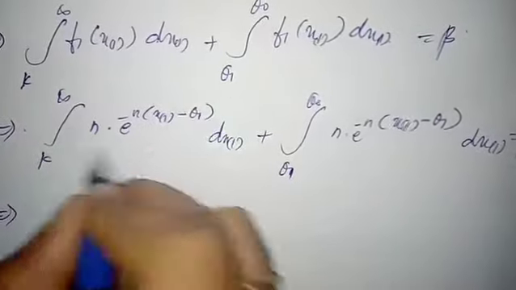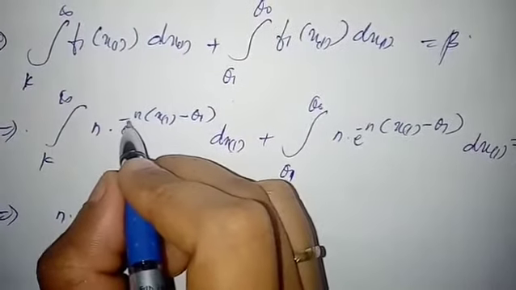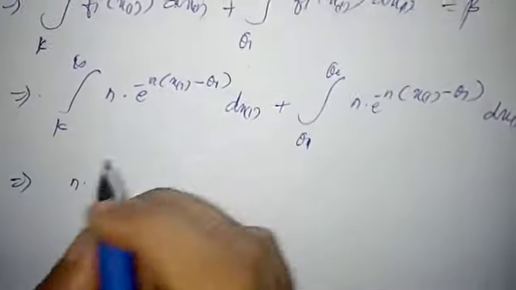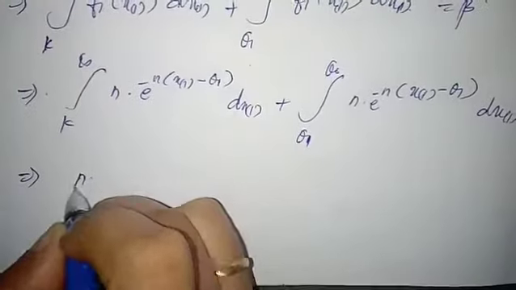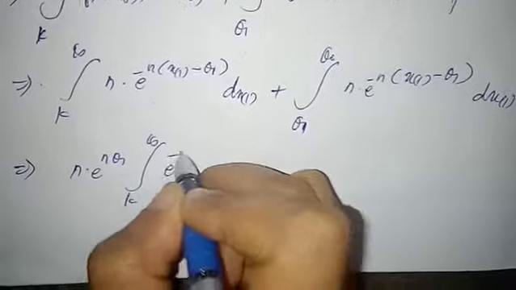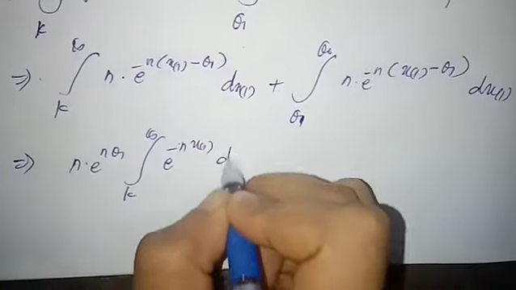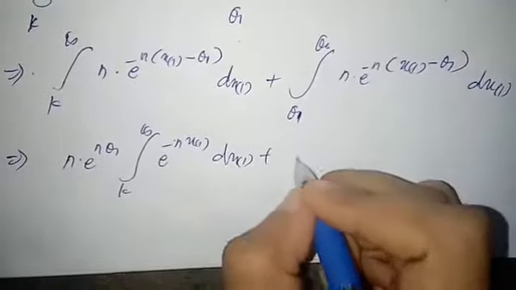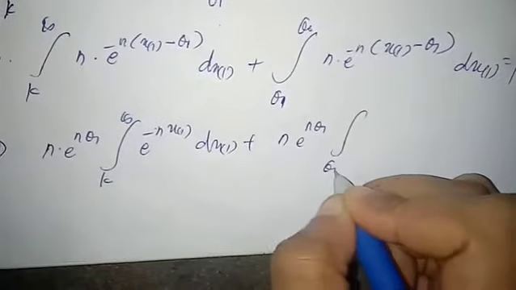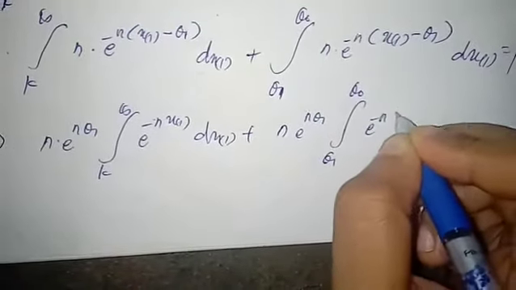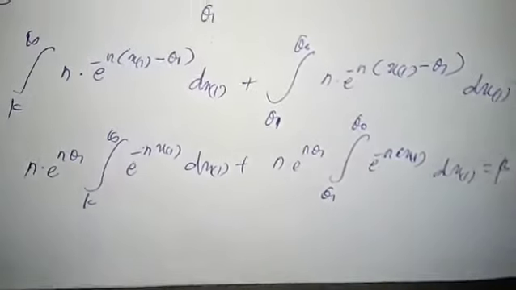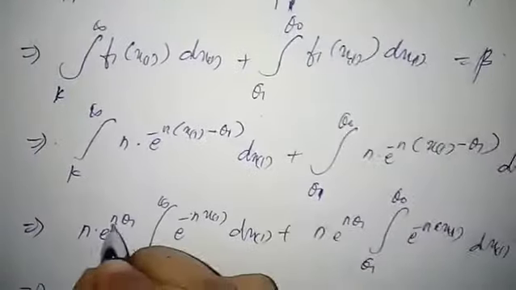What is the common term here? n into e power n theta 1 is a constant. Then the integral over k to infinity of e power minus n x1 dx1, plus here also the constant term is n into e power n theta 1, integral from theta 1 to theta naught of e power minus n x1 dx1, equal to beta. So this is the common term.